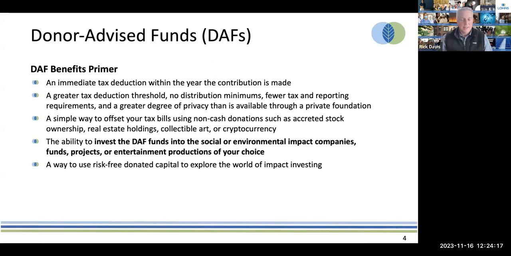And as I said, the idea here is that you can advise that they be invested in impact companies and the like. And so these are funds you set aside, so your expected return on that investment is negative 100%. You get a tax deduction, but those funds are very real to the parties that might receive them. And so this is a way to do that.